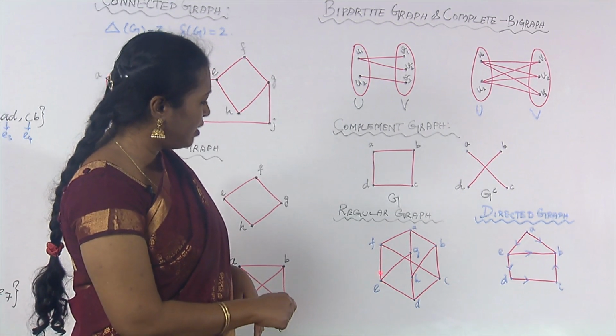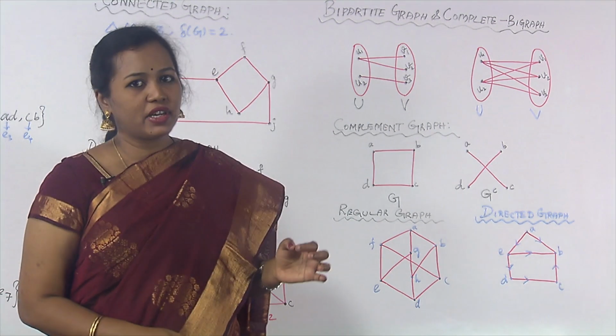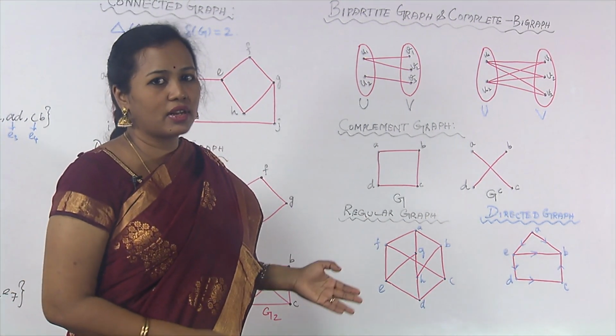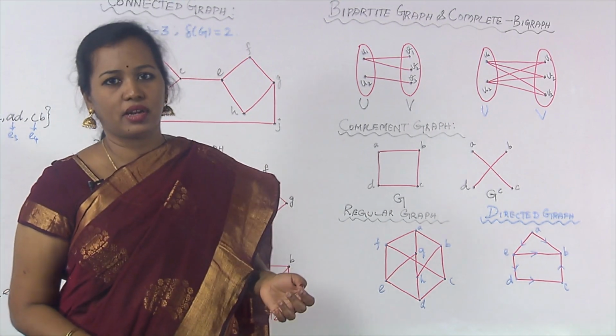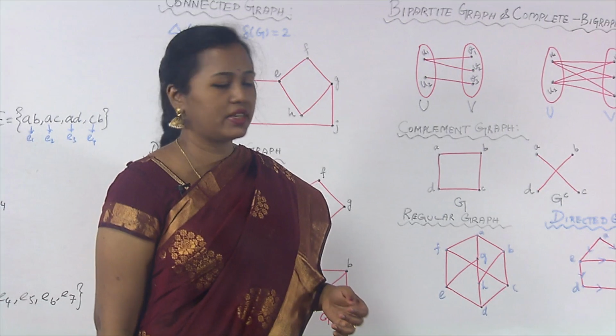So, very clearly it is obvious that every vertex in this graph has got degree 3, which means it is a 3 regular graph, or you can call it a regular graph. A regular graph is one in which there is a constant degree for all the vertices.